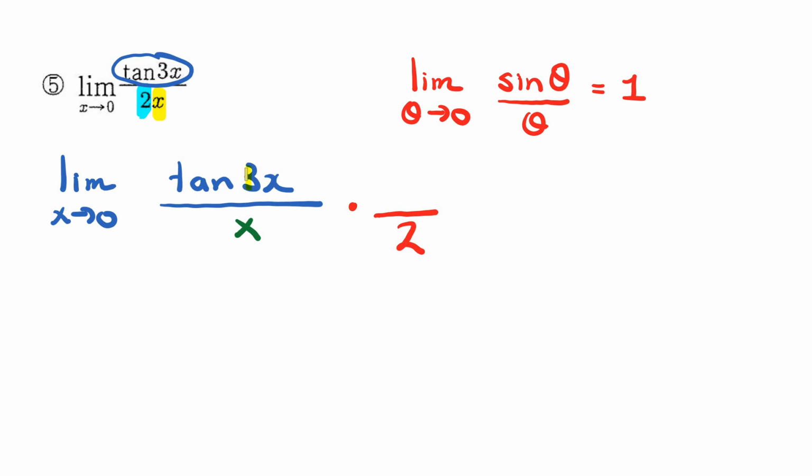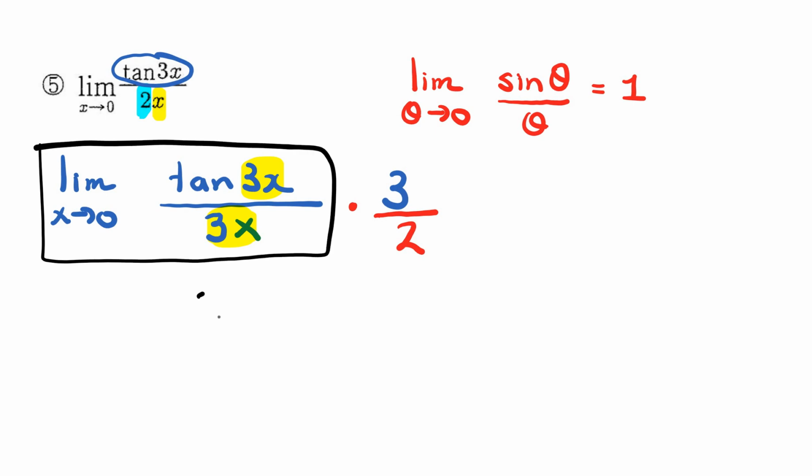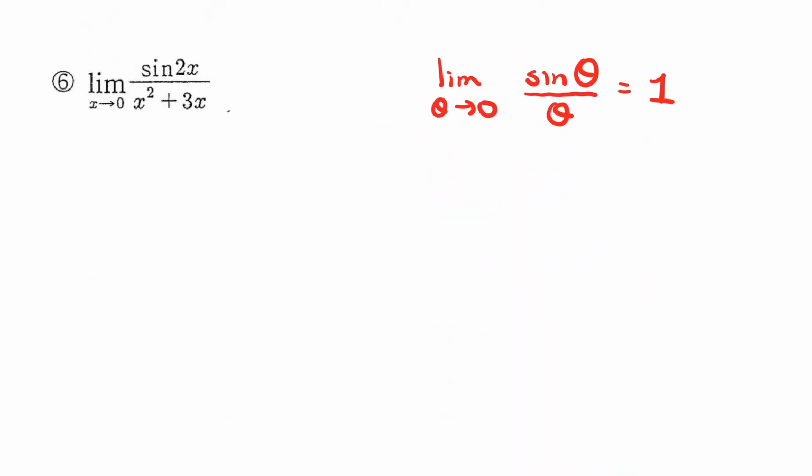And then you'll notice that there's a 3x here, so I need a 3x there. So I need to divide by 3 by putting a 3 on the denominator. And to undo that, I need to multiply by 3 now. Okay, so this part right here is equal to 1, and 1 times 3 over 2 is 3 over 2. Okay, let's move on to question number 6 now.